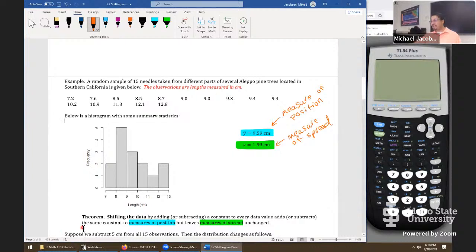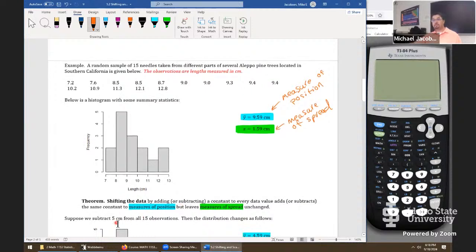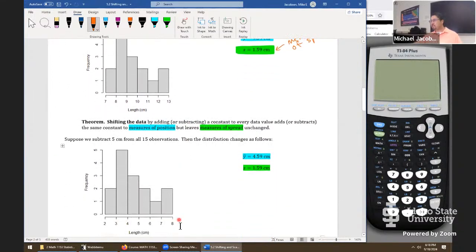We're going to shift the data as in this part of the theorem, same thing as above, just put into the problem. We're going to subtract 5 centimeters from every single observation. Observe that if you did that, you're literally just taking this whole histogram and moving it over to the left. When you replot it, it doesn't seem like that happened unless you look at the horizontal axis.